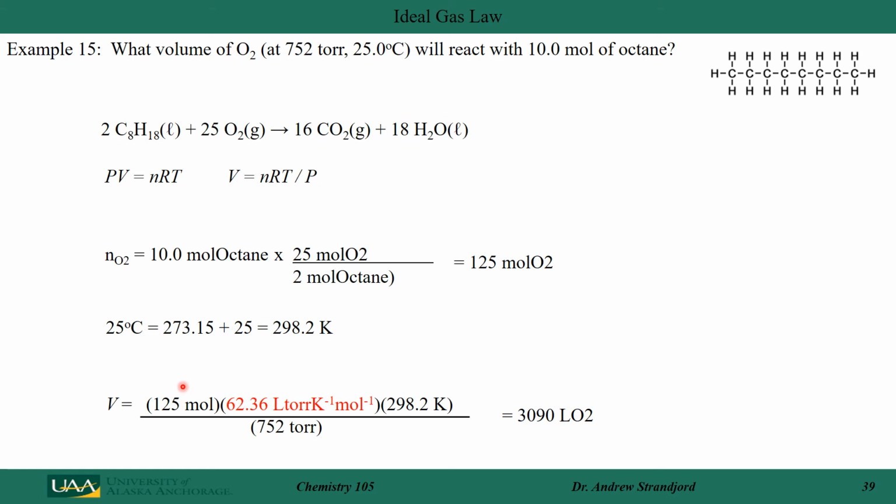I got 125 moles times the gas constant. Oh, this one's different. That's because in this case, I'm actually working in torr this time rather than atmosphere, so I got to use the correct gas constant, which is 62.36 liter torr per K per mole, times the temperature in Kelvin, times the pressure in torr. That gives me 3,090 liters of oxygen.